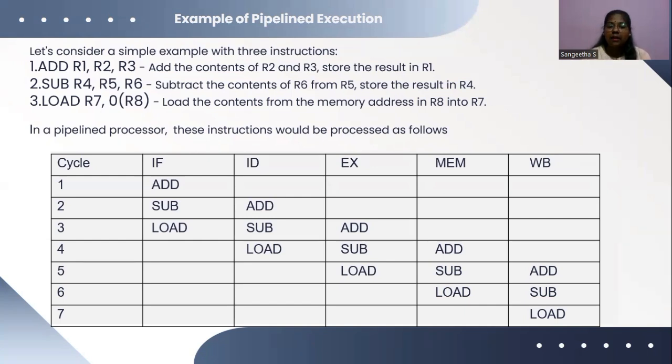In the seventh and last cycle, in the write back stage there is the load instruction. So the load instruction will also be completed in the seventh cycle. In total, pipelining takes 7 cycles to execute the 3 instructions, namely addition, subtraction and load, which undergo all the 5 stages of pipelining.